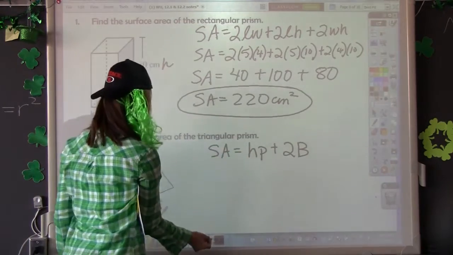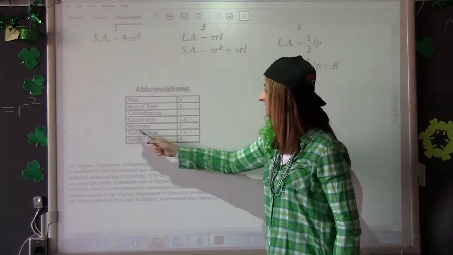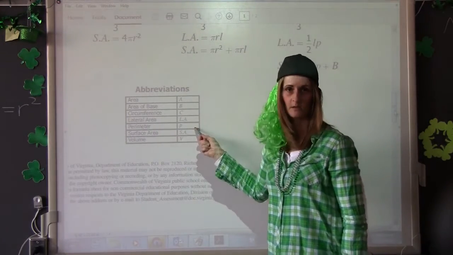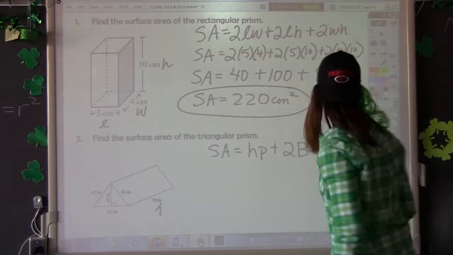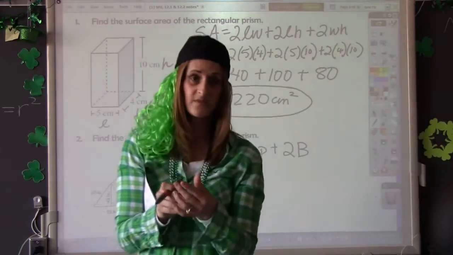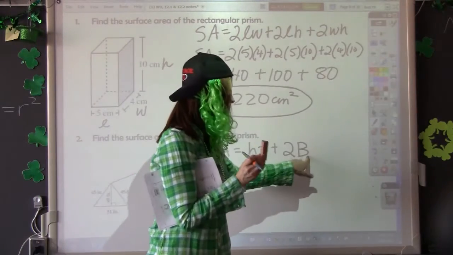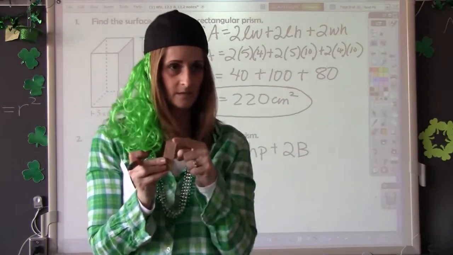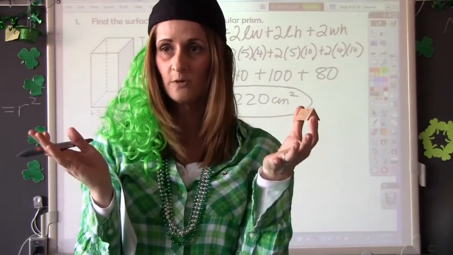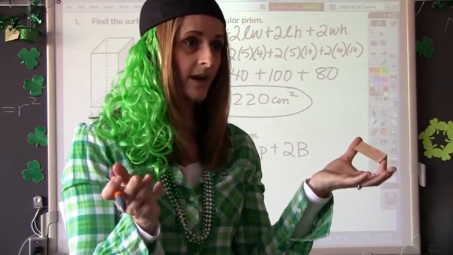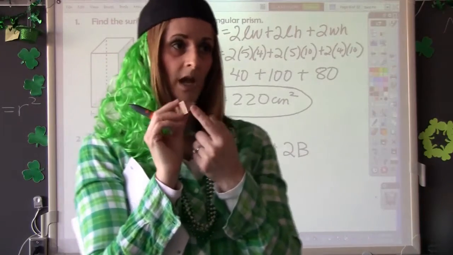What's P? Perimeter. If you're not sure, go to the bottom of the formula sheet and it will tell you. Perimeter is P. Okay, we're finding the surface area. So basically all we're doing is finding the area of the two bases, which is why there's 2 times big B. Big B is the area of the base. So depending on what shape your base is, you're going to use different formulas. If your bases are circles, you're going to use pi r squared because that's the formula for finding the area of a circle. In this case, our bases are triangles.